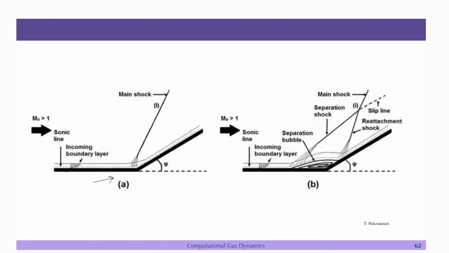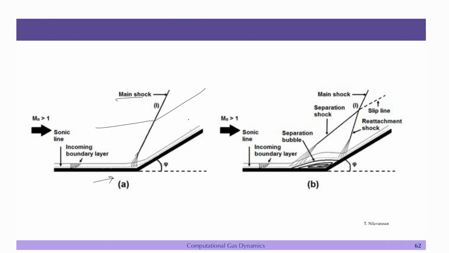So, if an incoming boundary layer is there, and you are not solving using the Navier-Stokes equations, but only the Euler equations, this is the structure that you are going to get. There will be a shock there and the flow will accordingly change, right.